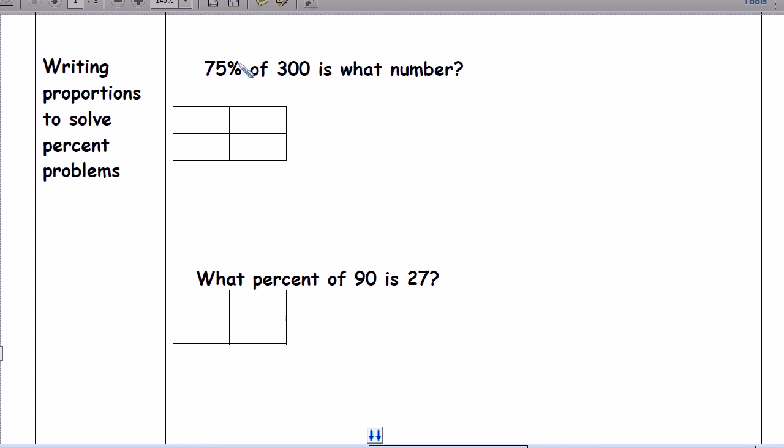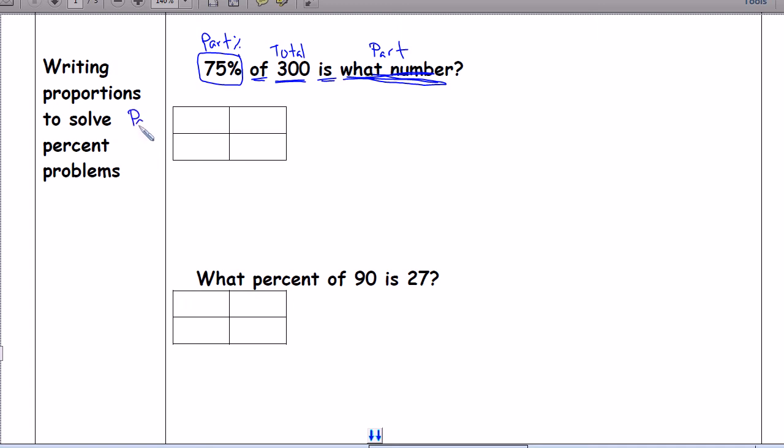So here's my proportion box. We have a 75%, so this is going to be the part of the percent. Here's the keyword "of", and "of" means total. That's the total of this number. The total number we have is 300. And then it says "is", the other keyword, what number? We don't know what number that's going to be, so that means this is going to be the part that we're looking for.